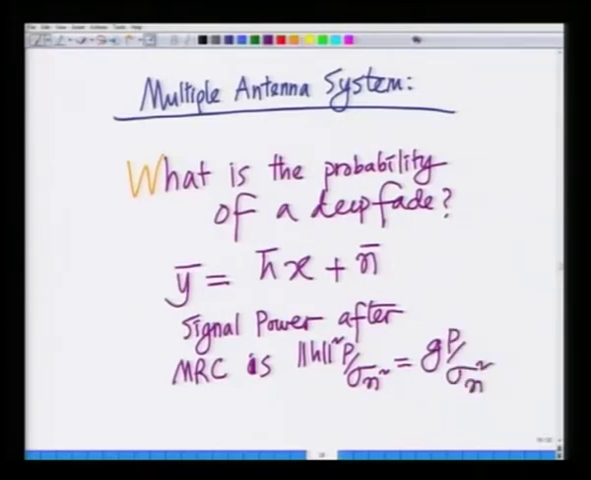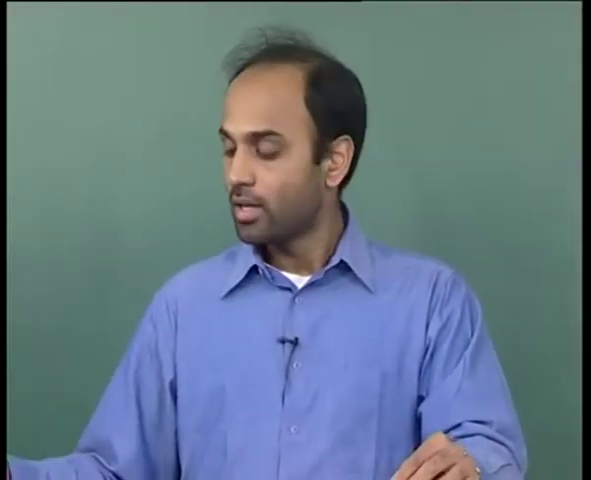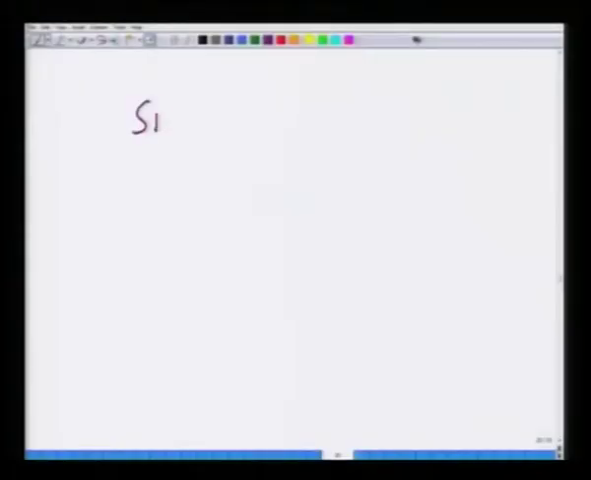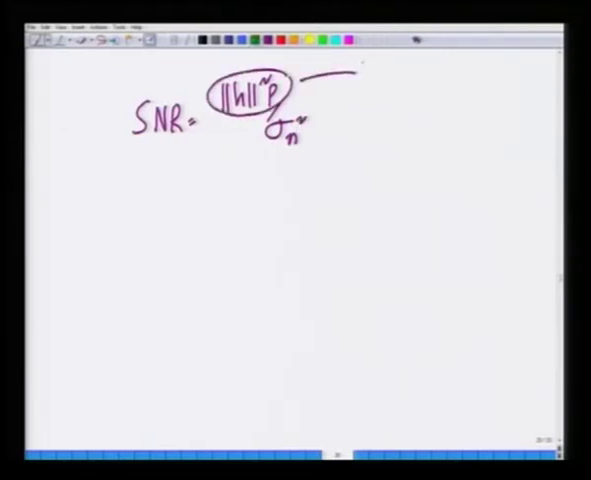We said that in this system with multiple receive antennas, the received signal to noise power ratio at the output of the maximal ratio combiner is nothing but norm h square P over sigma n squared. Now, the SNR equals norm h square P over sigma n squared, where the top one is the signal power, and the bottom one, sigma n squared, is the noise power.